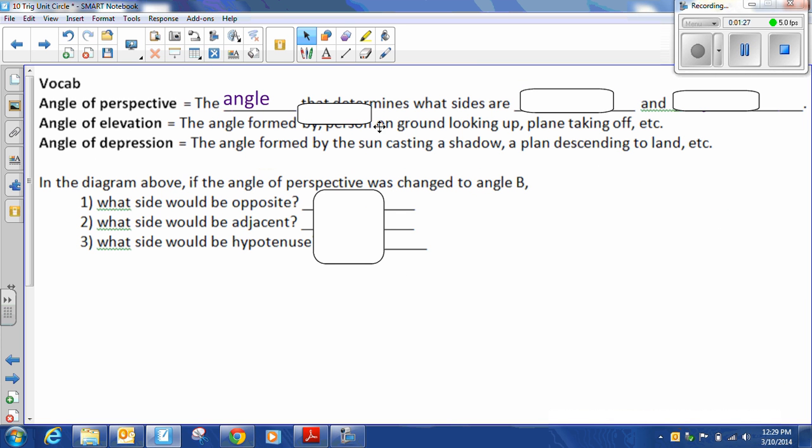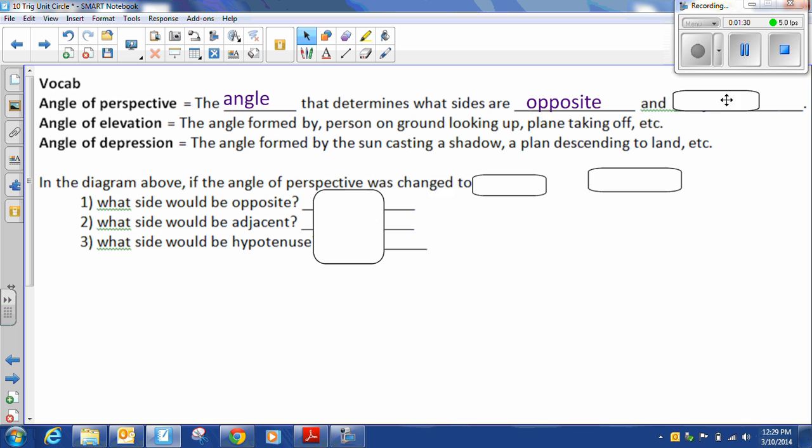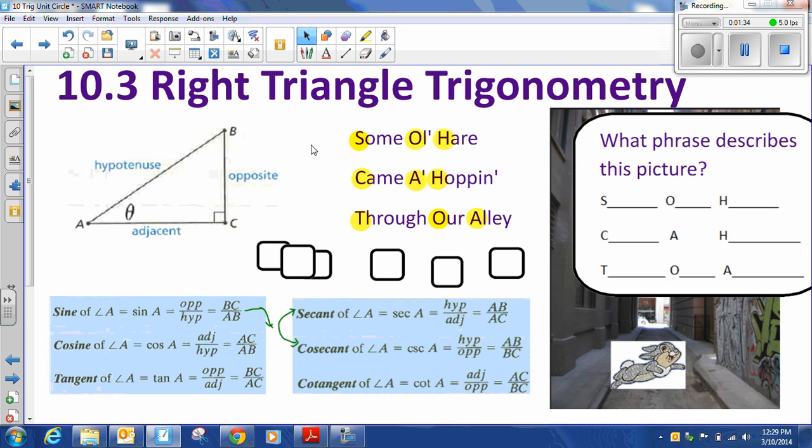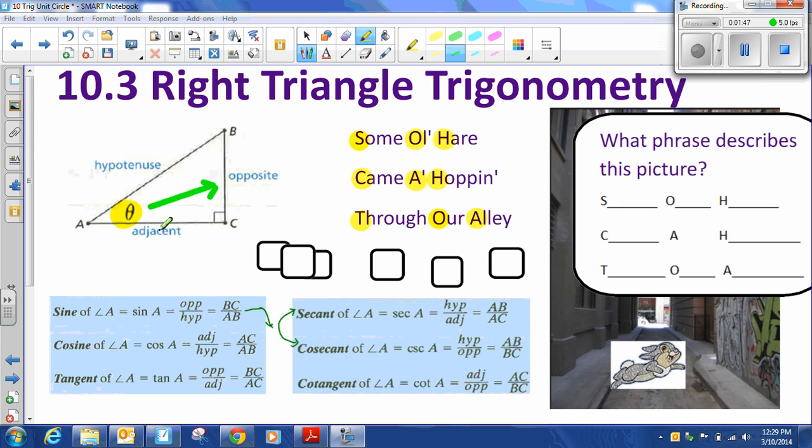The angle of perspective is the angle that determines what sides are opposite and what sides are adjacent. So here is the angle of perspective. And as you can see, it is directly opposite the opposite side. That's why we call it opposite. And adjacent actually means next to. So as you can see, this side is right next to the angle of perspective.